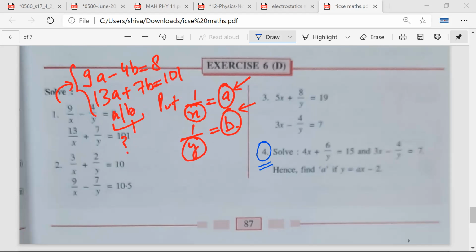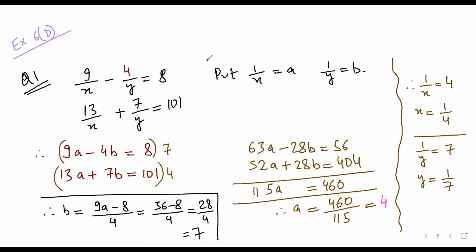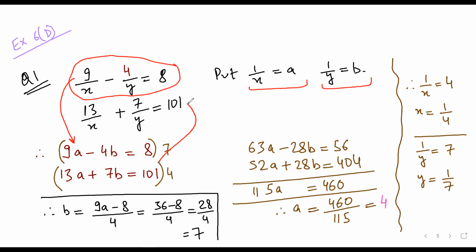So this is what I've done. So this is my first equation. In the first equation, I put 1 upon x as a and 1 upon y as b. So my first equation becomes this, and my second equation becomes this. Any doubt? No, sir. Okay.